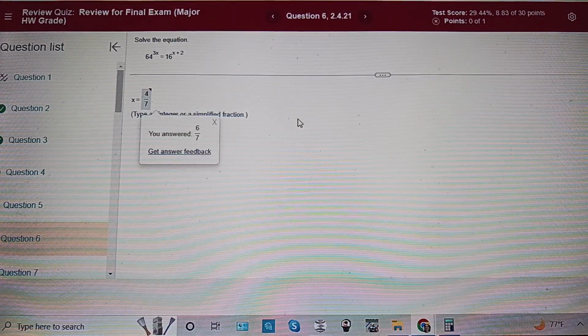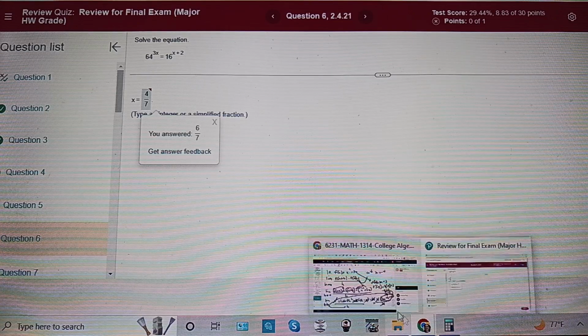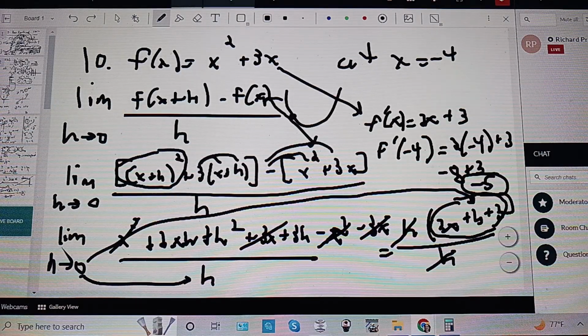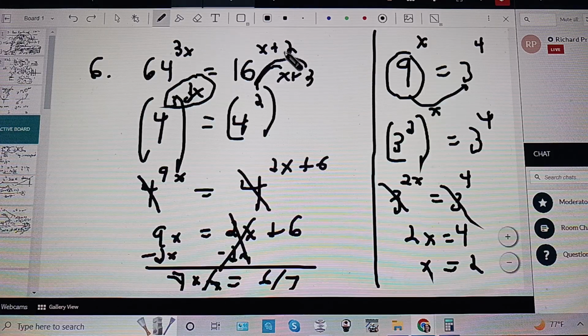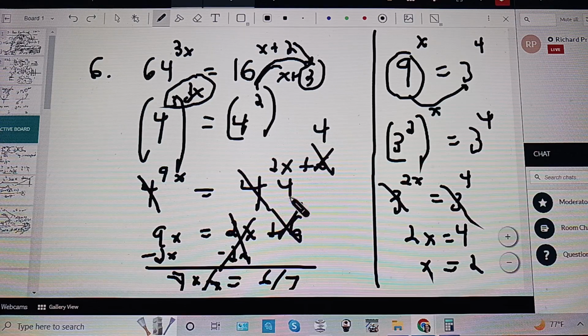And what did I do wrong here? 6/7. That's weird. Oh, wait a minute. Did I make the mistake of writing the problem down wrong? 3x and x plus 2. Let me check that. Maybe I couldn't even read my own handwriting at that point. 3x, x plus 2. 9x. Oh yeah, look, I switched to a 3 here somehow. My 2 became a 3, so I had a brain cramp type of mistake. This was supposed to be 4, not 6. So yeah, that's the only thing I did wrong there.